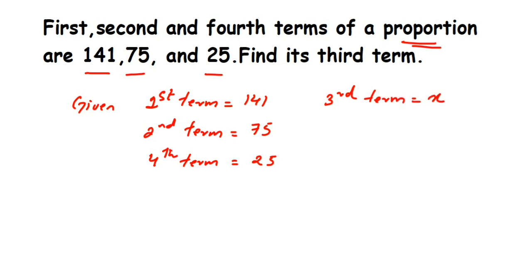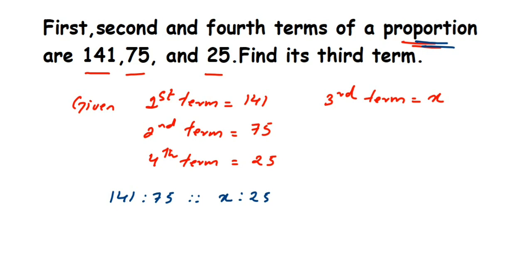Since they have given it in proportion, it will be like this: the first two terms will be in ratio, 141 is to 75, and the third and fourth terms will be in ratio, with the third term x and the fourth term 25. This is how it's going to look. 141 is to 75 is in proportion with x is to 25.